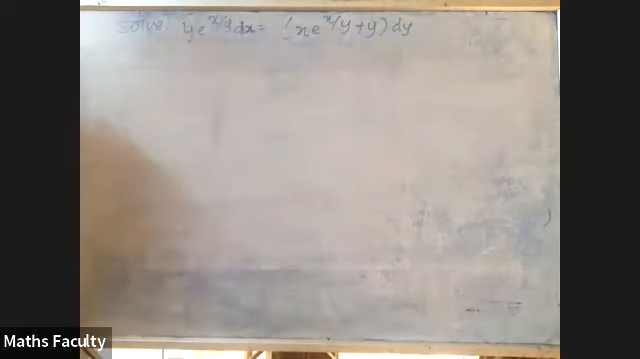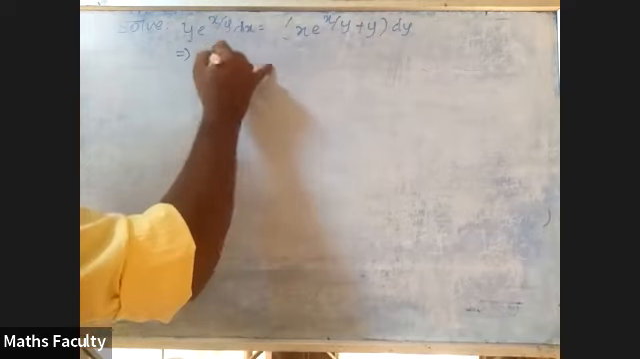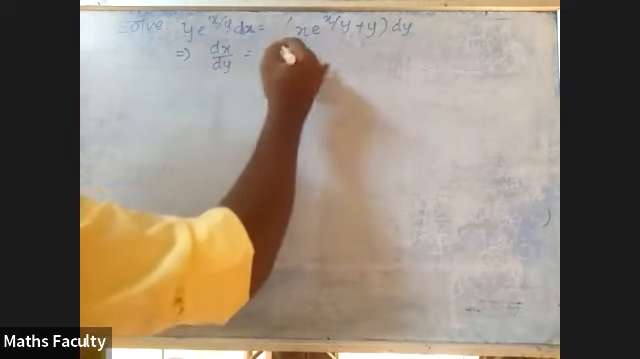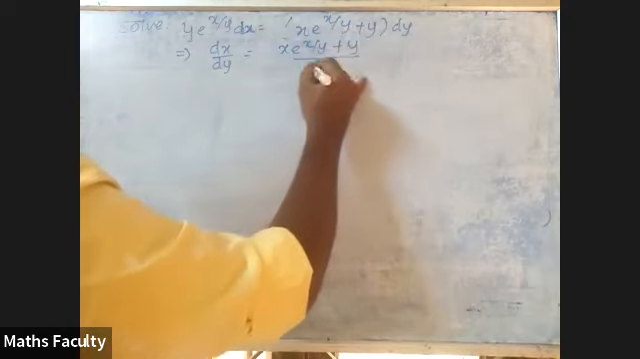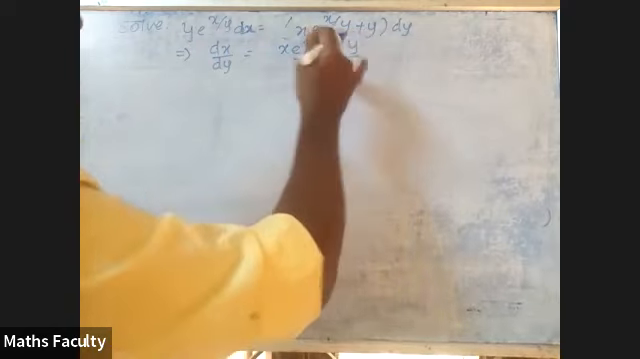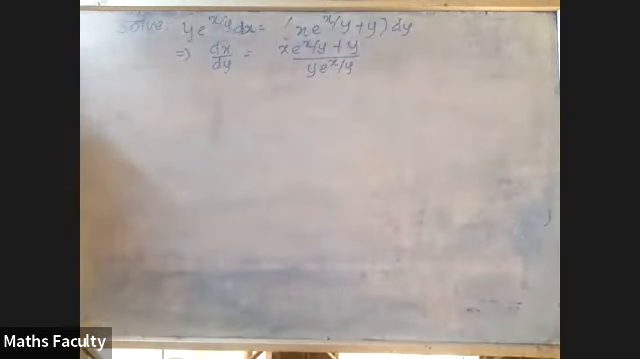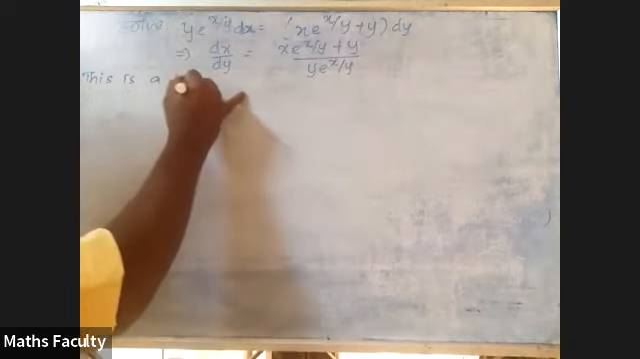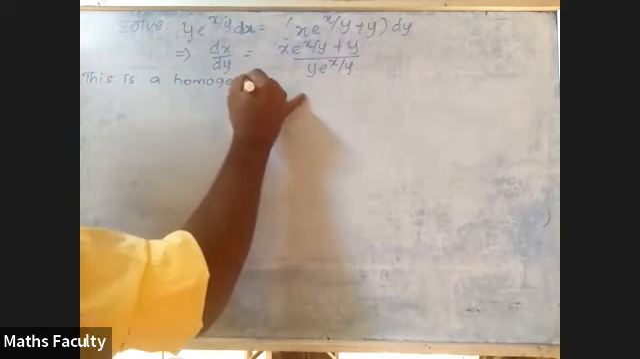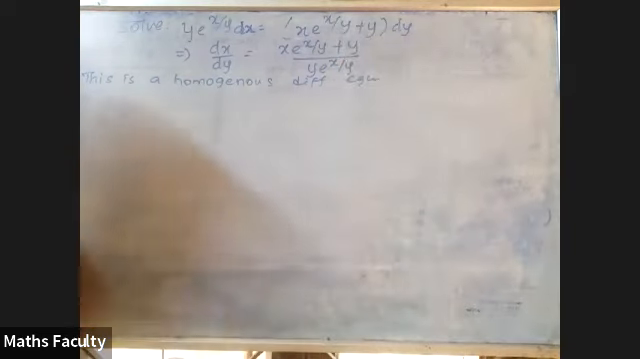Now you are going to write this the same way as the last time. Usually the procedure is dy by dx. But here I can write the procedure as dx by dy, which is equals to x e power x by y plus y divided by y e power x by y. Numerator degree is 1, here also degree 1. Now you can apply the homogeneous. I can say this is a homogeneous differential equation.